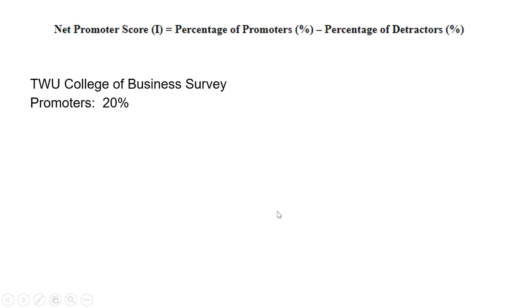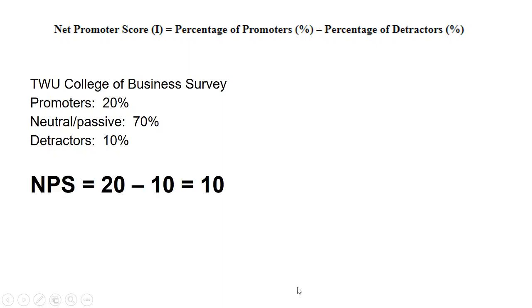They're going to interpret the 1s and 2s as detractors, and they're going to call the 3s neutral. So 20% answered 4 or 5, so they're the promoters. 70% answered 3, and we're going to call those neutrals. 10% answered 1 or 2, and we're going to call those detractors. To calculate the Net Promoter Score, all you do is take 20 minus 10, the promoters minus the detractors, and that gives you a Net Promoter Score of 10.